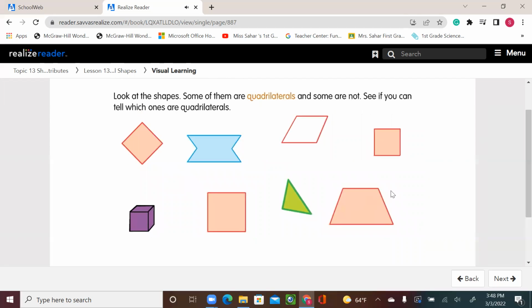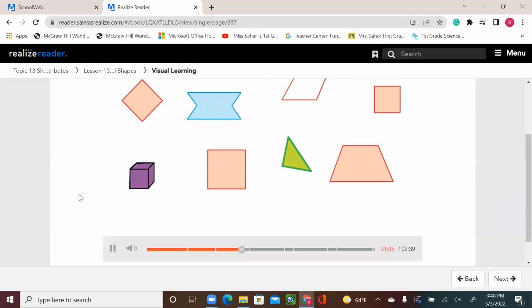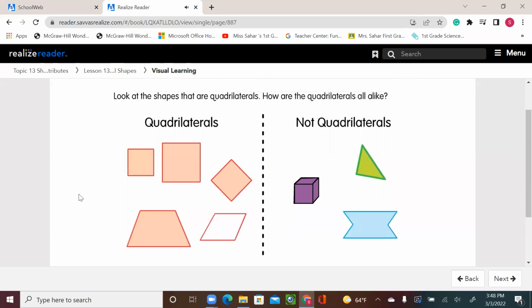Look at the shapes. Some of them are quadrilaterals and some are not. See if you can tell which ones are quadrilaterals. All right. Quadrilaterals have 4 sides and 4 vertices. So we can count the sides and see which ones are. Look at the shapes that are quadrilaterals. How are the quadrilaterals all alike? As we see, they all have 4 sides, regardless if the sides are equal or not. And they have 4 vertices.